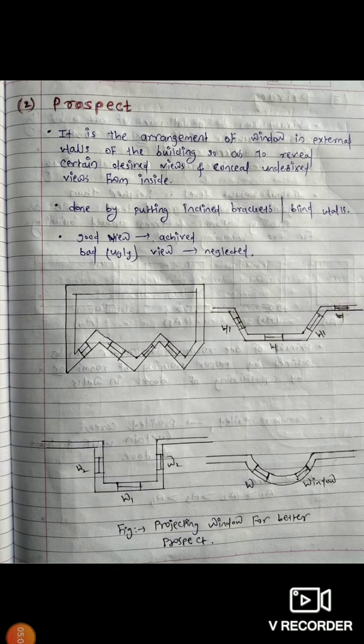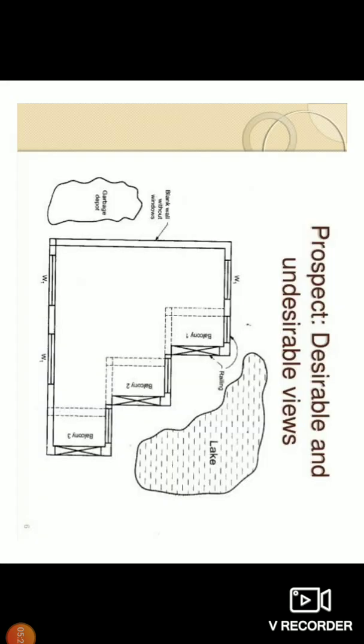In the first diagram, a zigzag architectural presentation is kept. Second, a trapezoidal projected window. Third, a square projected window. And fourth, a semicircle projected window. With prospect, desired and undesired views can be achieved.